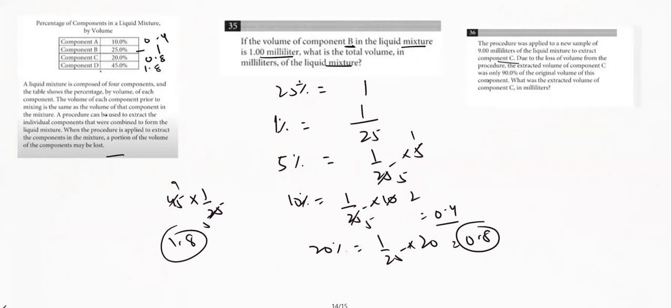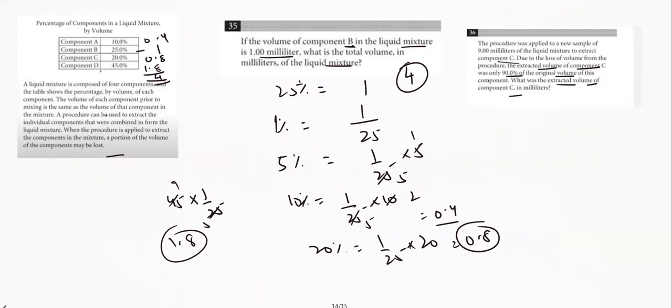Sum these values: 1.8 plus 0.8, and the others. The total comes to 4. So what is the total volume in this? Total volume is 4. The procedure was applied to a new sample of 9 milliliters of the liquid mixture to extract component C. Due to the loss of volume from the procedure, the extracted volume of compound C was only 90% of the original. What was the extracted volume of C?